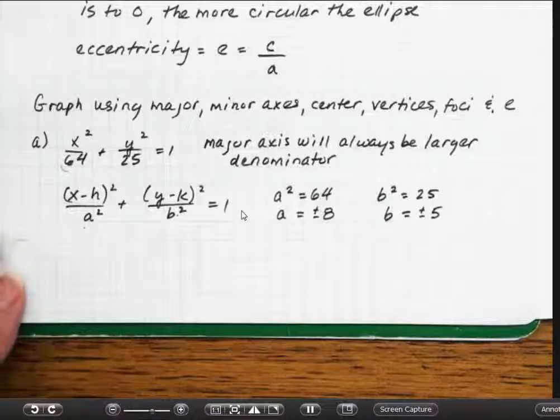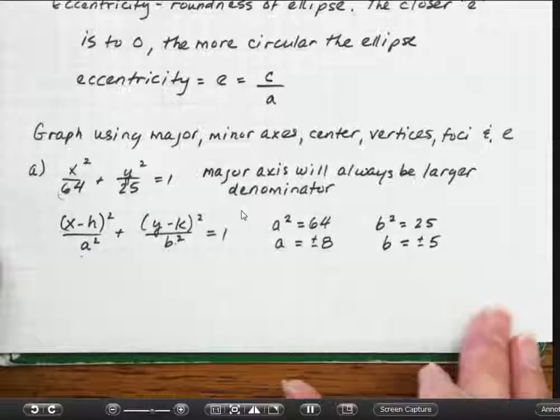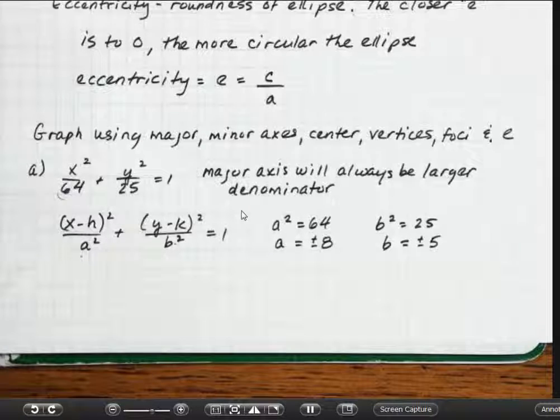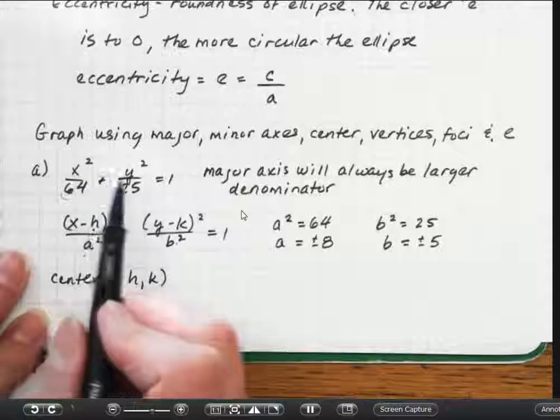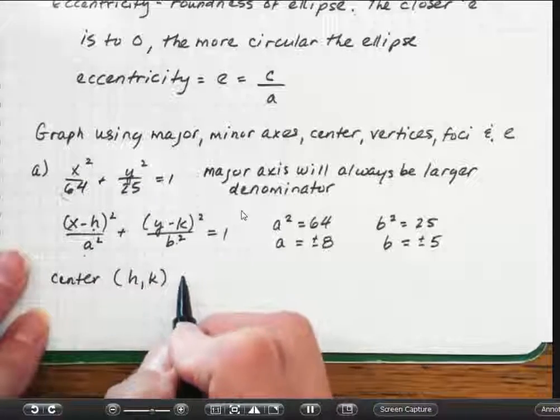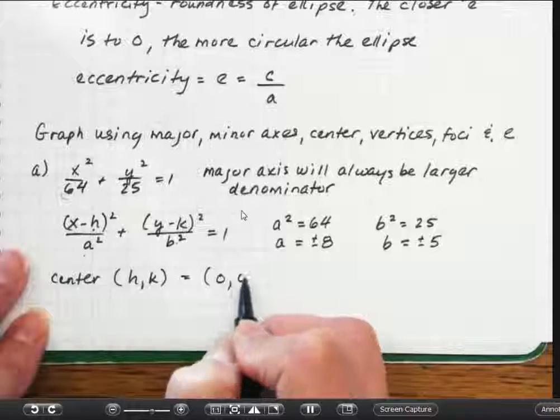Good. What's the center of my ellipse going to be? Okay, so what are we subtracting from our x and from our y? Anything? 0. Nothing. So my center of my ellipse is going to be (h, k). We're not subtracting anything from the x. We're not subtracting anything from the y. So my center then is going to have coordinates (0, 0).